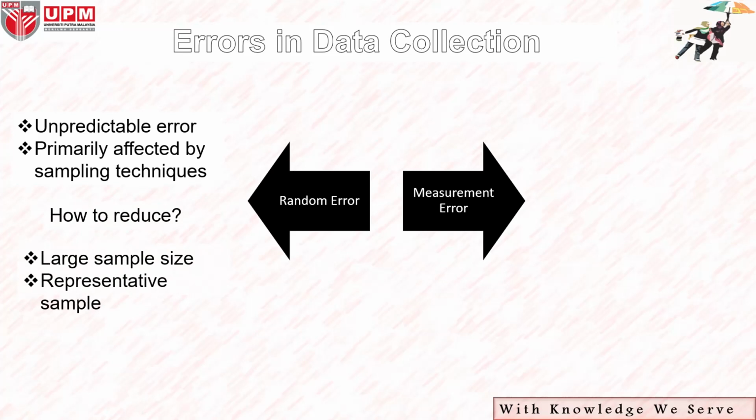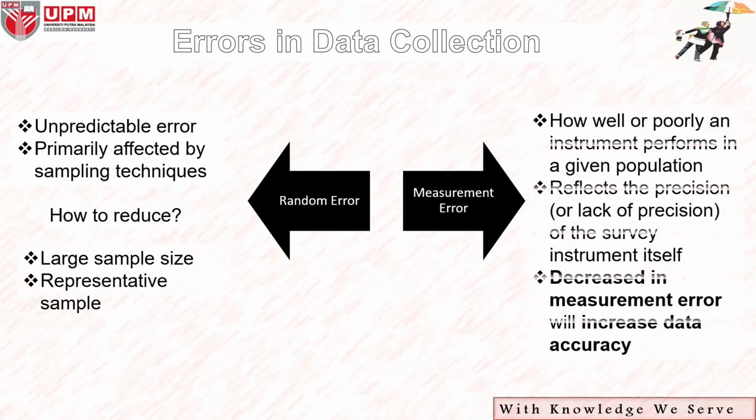Then we make sure we have a representative sample. How to get a representative sample? By employing random sampling. So then it can help us to reduce the random error. Okay, the second one is measurement error, which refers to how well or poorly an instrument performs in a given population. Measurement error refers to error in our instrument.